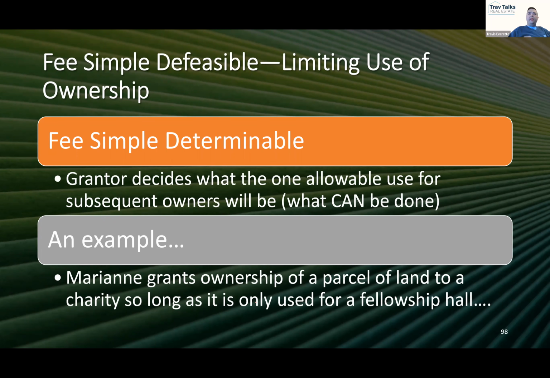When you look at the ability to restrict property in this way, this is often done when property is gifted for a specific purpose. Here's the way I like to think of fee simple determinable: with strings attached. This is somebody who is usually gifting property, but they're placing a lot of strings.